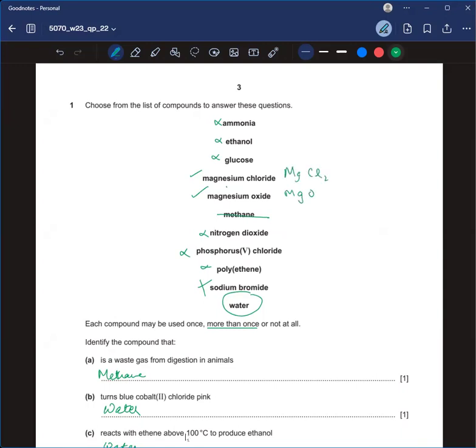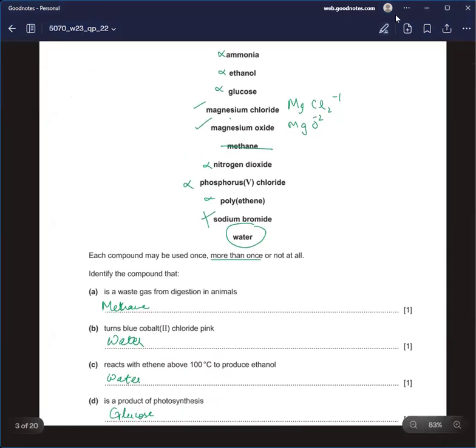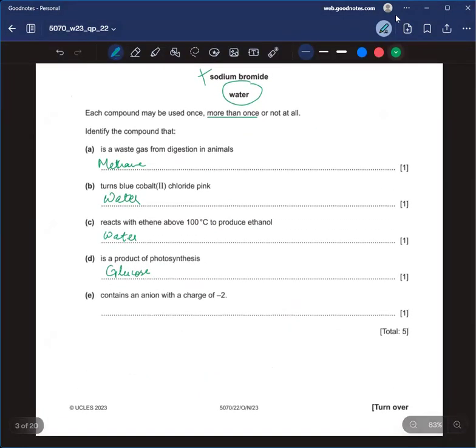We know that chlorine has a charge of -1 and magnesium has a charge of +2. So to balance it, we'll require two chlorines, which means that the anion has a charge of -1. But here, we know that oxygen has a charge of -2 and magnesium has a charge of +2. So I guess magnesium oxide is the correct one. So I'll write it here. Magnesium oxide.